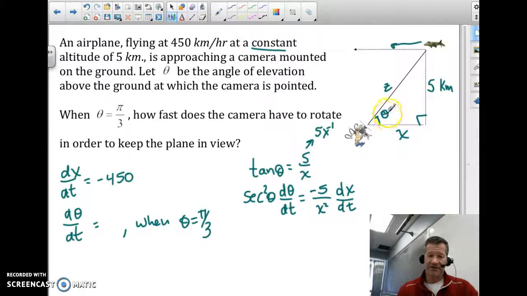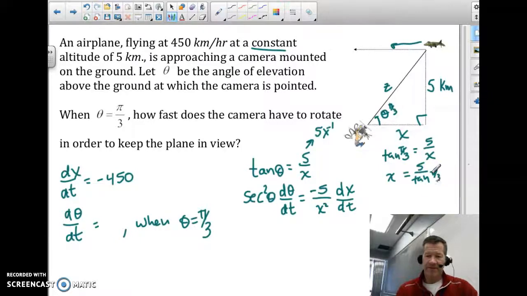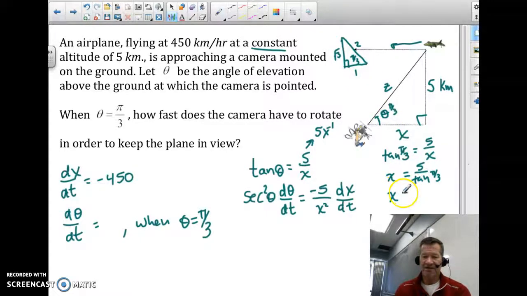Well, let's see here. When theta is pi over 3, then I know that the tangent of pi over 3 will have to equal opposite over adjacent, and I can solve for x. So x will be 5 divided by the tangent of pi over 3. Well, tangent of pi over 3, let me just draw a quick 30, 60, 90 triangle here. So here's pi over 3, our 60-degree angle. So this would be the square root of 3. The adjacent side would be 1, and this would be 2. So tangent of pi over 3 would be radical 3. So x must be 5 over the square root of 3.